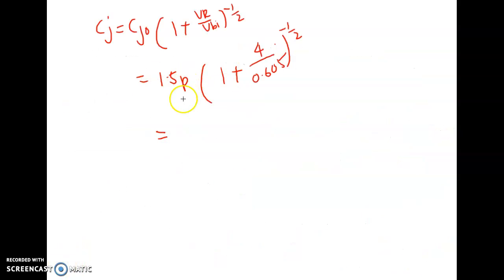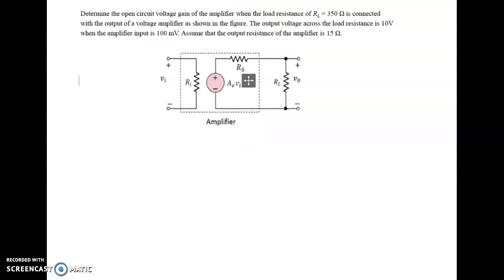Okay, so the pico here means 10 to the power of minus 12. So you can get here 0.544 picofarad. Okay, so this is the junction capacitance at the reverse bias. Now let's go to the chapter 1 question.